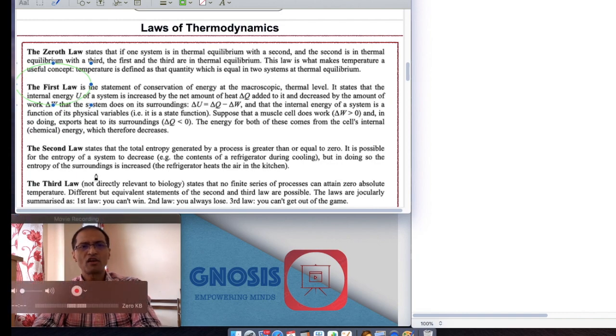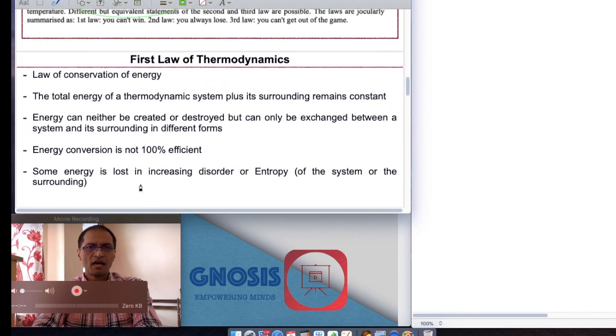And then we have the third law of thermodynamics, and this third law is not directly relevant to biology, and therefore this is something that we will not focus on in this series. We will focus only on the first law and the second law of thermodynamics and see how these two laws are applicable in biological systems and in nature.